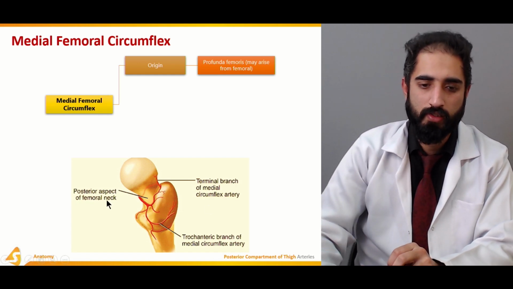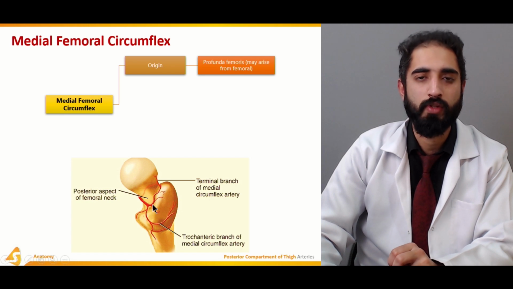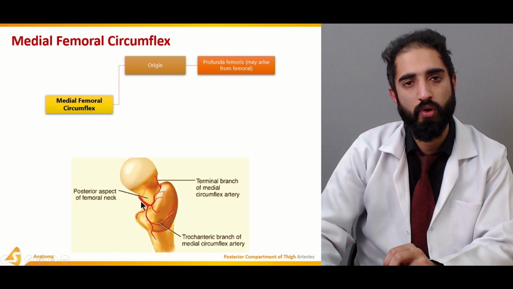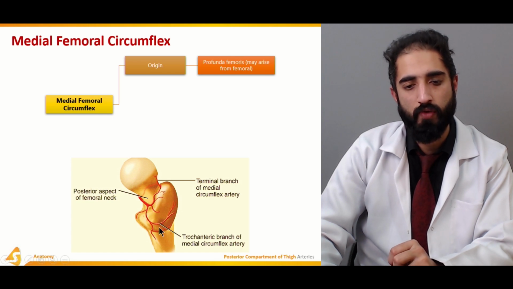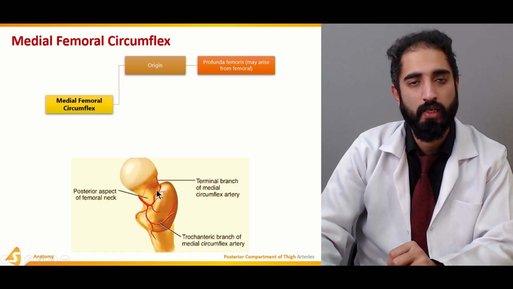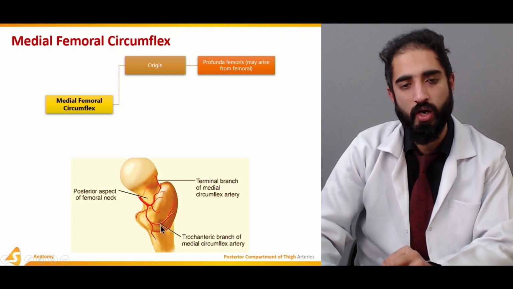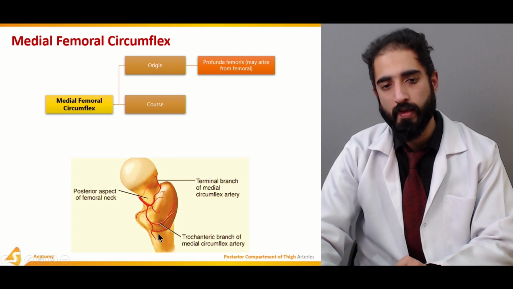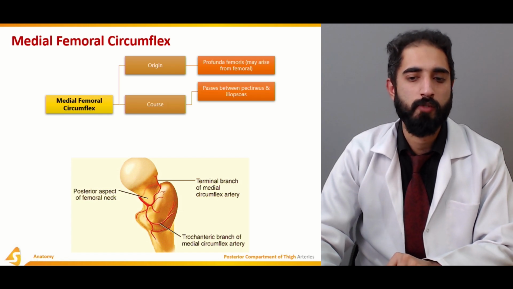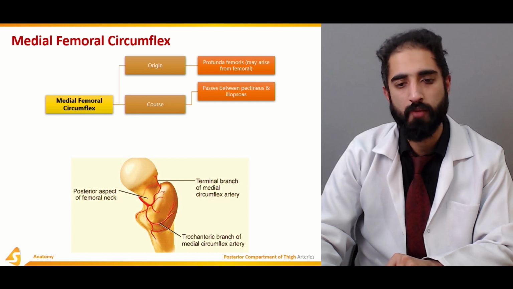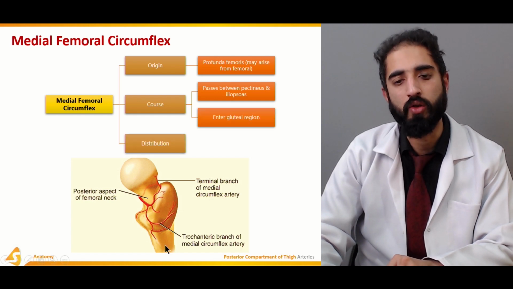So here we can see this is the posterior aspect of the neck of the femur, and here we have the medial femoral circumflex artery giving off a superficial trochanteric branch as well as a deep trochanteric branch. The superficial branch is moving more anteriorly, whereas the deep branch stays posteriorly. So the course is that it passes between the pectineus and iliopsoas. Iliopsoas is the major flexor of the hip joint, and then it enters the gluteal region.